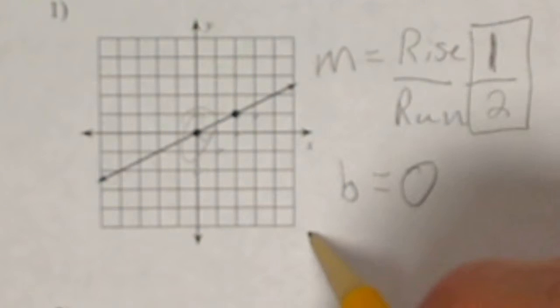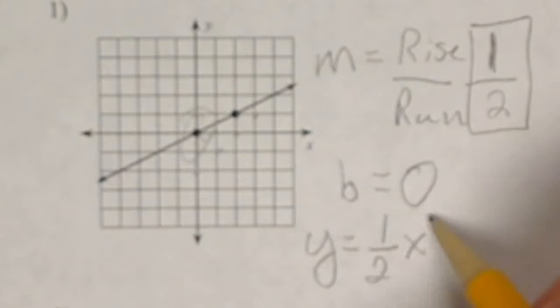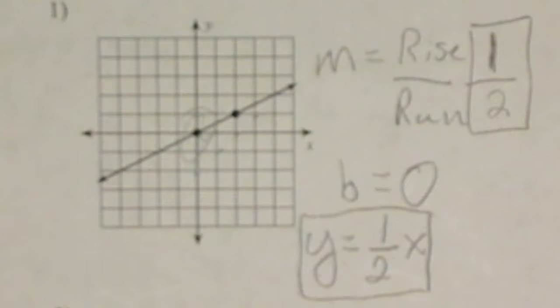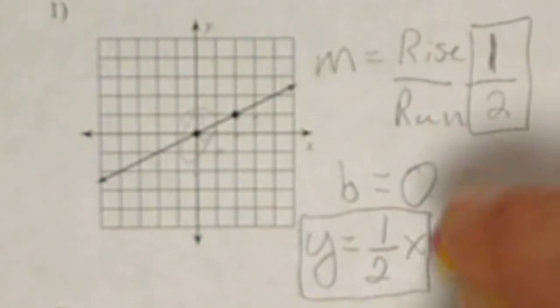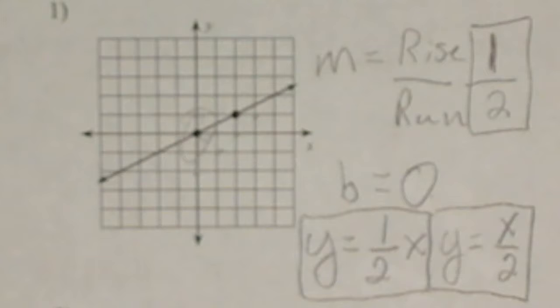So my entire equation for this one is y equals 1/2 x. So you would say, okay, well, why is there not a plus or minus number out there? Again, because our y-intercept is 0. We just don't write plus 0. That's not a good look. And yes, you could rewrite this as y equals x over 2, because remember in the last video I told you this is the exact same thing.